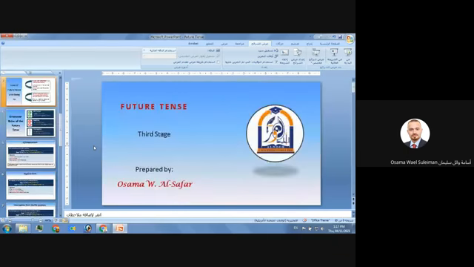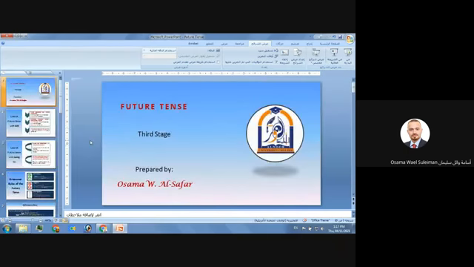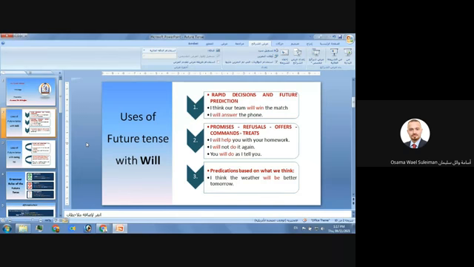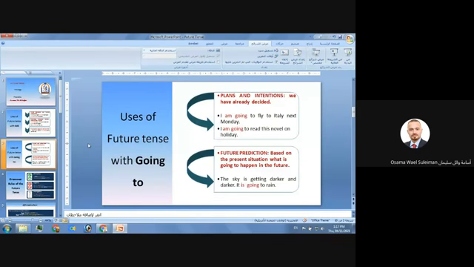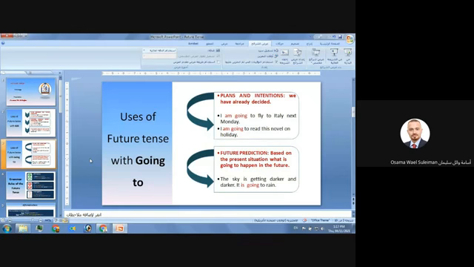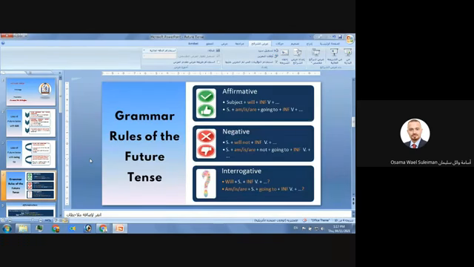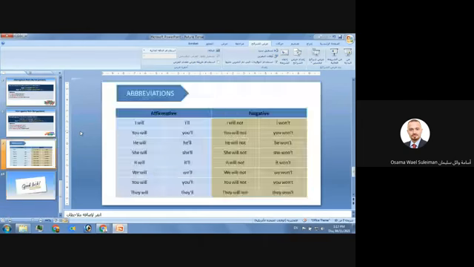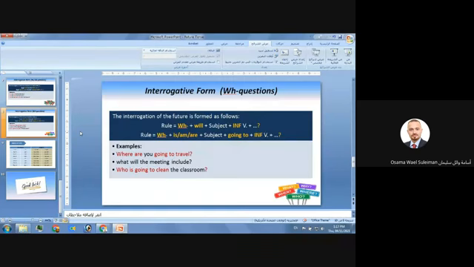For today's lecture it was only the future tense with will and going to. We have uses of will and uses of going to, and there's a difference between the uses of the future tense with will and the uses of future tense with going to. We have the grammar rules in two forms, the grammar rule for will and grammar rule for going to, meaning affirmative, negative and interrogative.